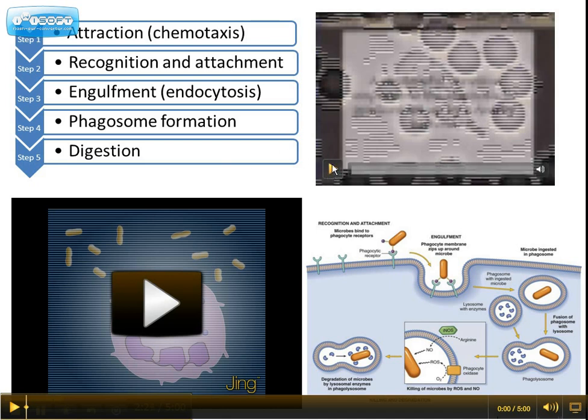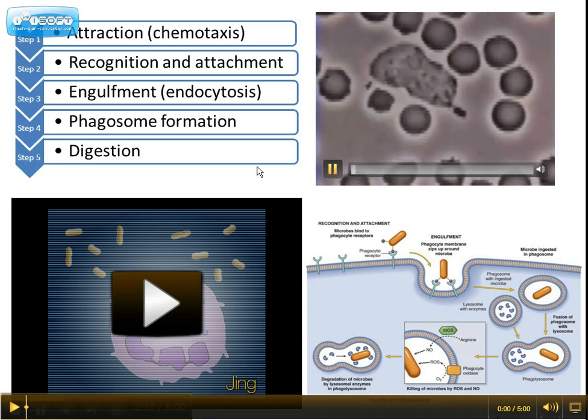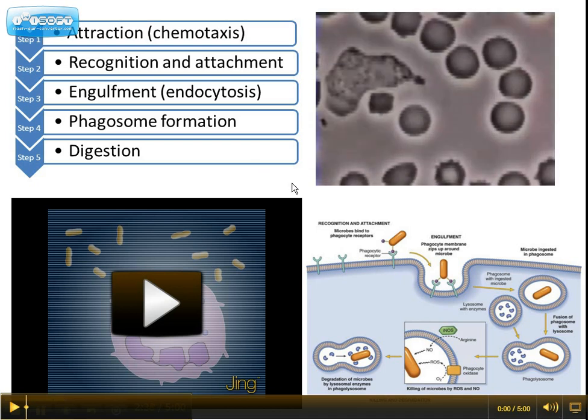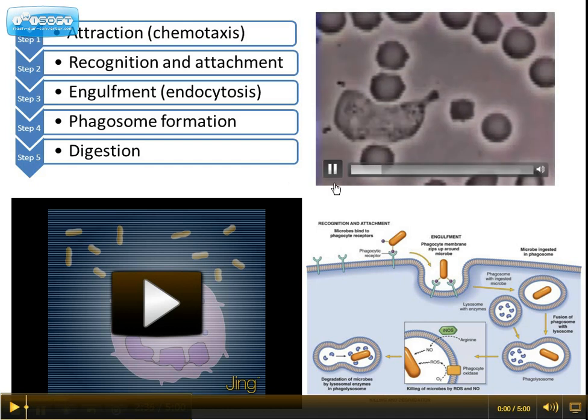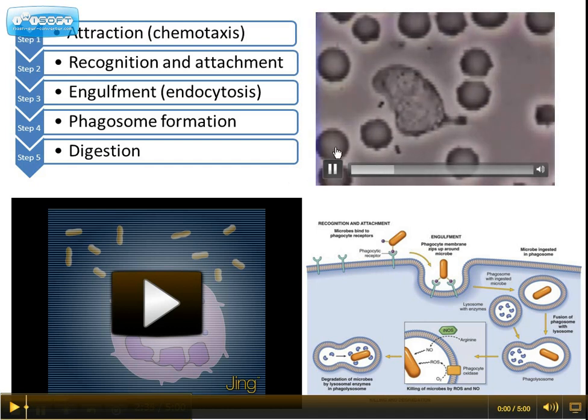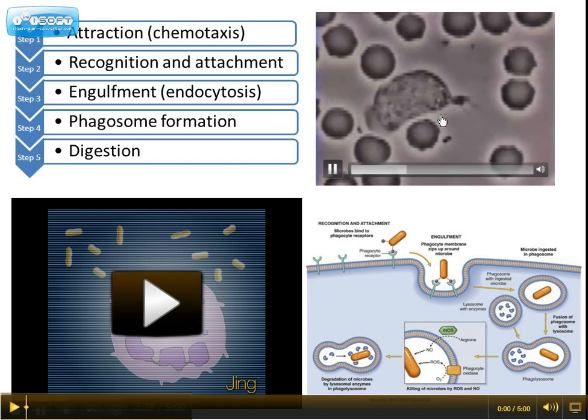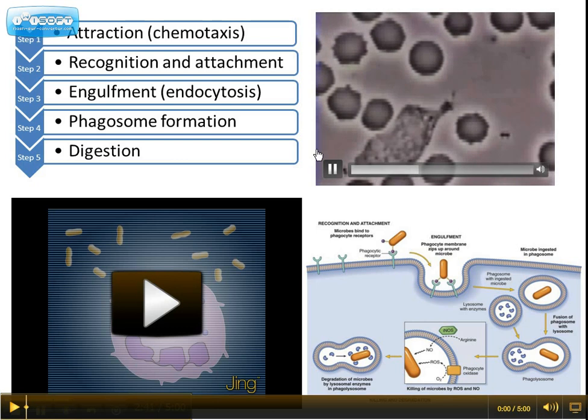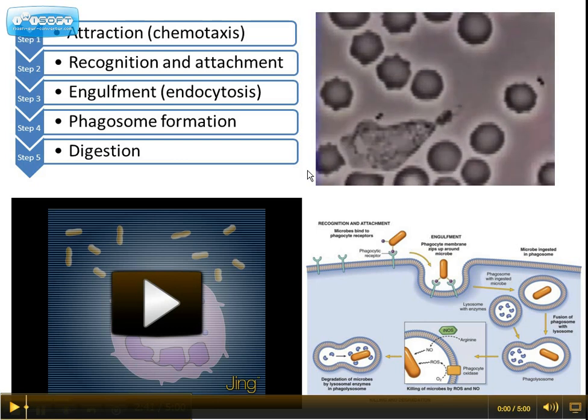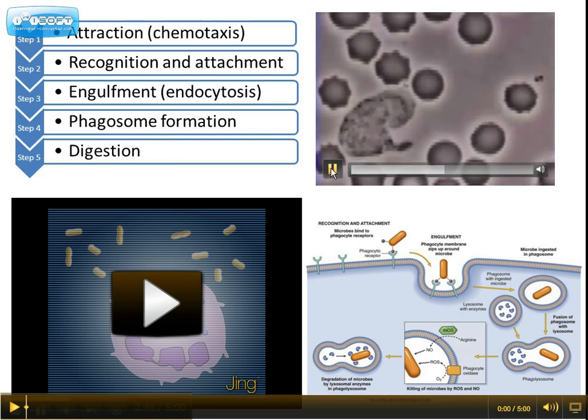The first of them is attraction. This is known as chemotaxis. It's where cells are able to follow a particular chemical trail to find a stimulus. In this case, the little pathogen is giving off some chemical signature, and this larger white blood cell is able to chase it, essentially, and find it.